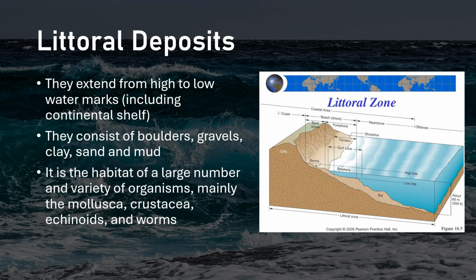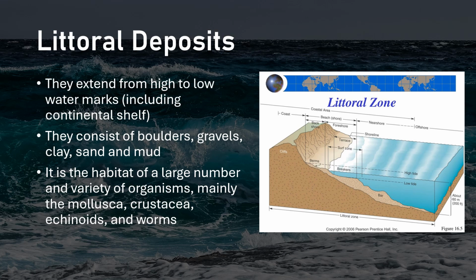Littoral deposits. They include those between high and low water marks. These include those of the continental shelf as well. They're estimated to cover around 62,500 square miles of the Earth's surface. They consist essentially of boulders, gravels and sands, and mud. Their nature is determined by the local features of the adjoining land. There's almost an infinite variety of littoral deposits, from huge boulders resulting from the denudation of cliffs to fine mud.